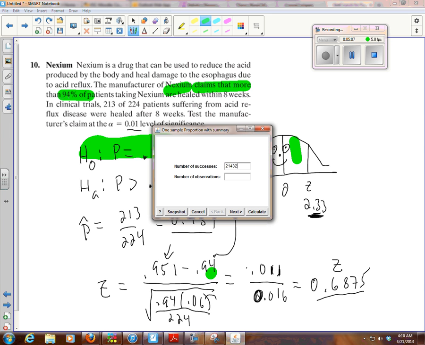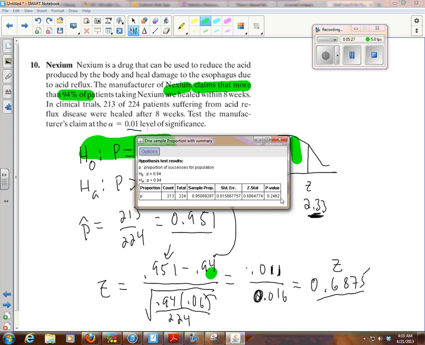So 213 out of 224. And we know we're trying to show that the old average is 0.94, and we're trying to say that it's greater than that. And we'll let it calculate it. And we're looking at that p-value of 0.246, and we compare that to the level of significance of 0.01. And since that p-value is bigger than the level of significance, we cannot reject H0.